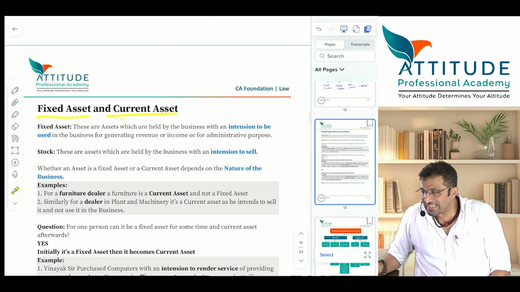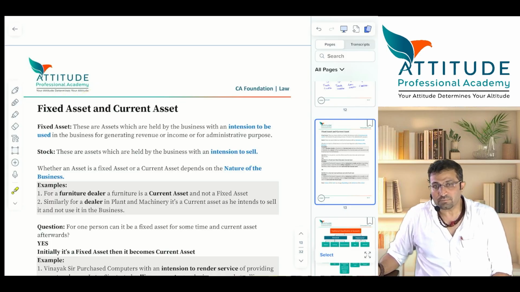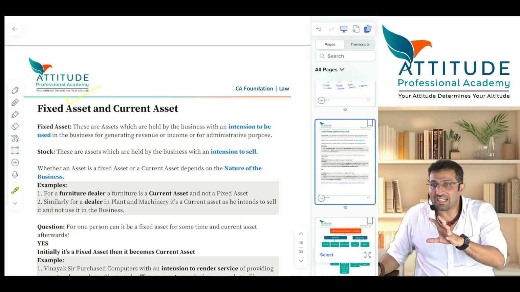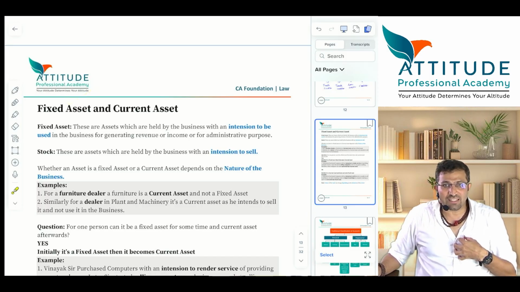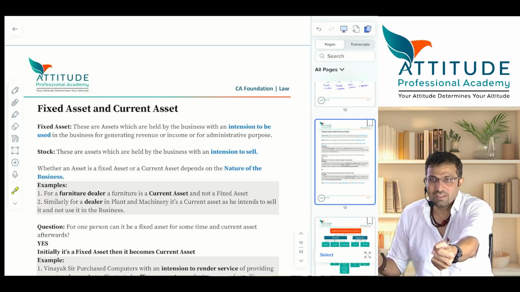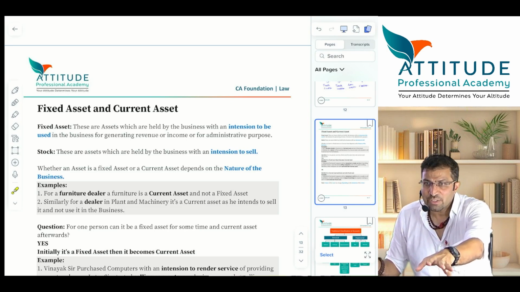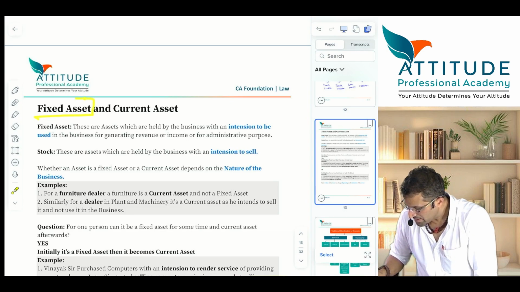Difference between fixed asset and current asset I have already told you. What is a fixed asset? What is a current asset? Fixed assets are assets which are acquired by the organization or which they are having control over. Correct? But you have an intention to sell or intention to use fixed assets.